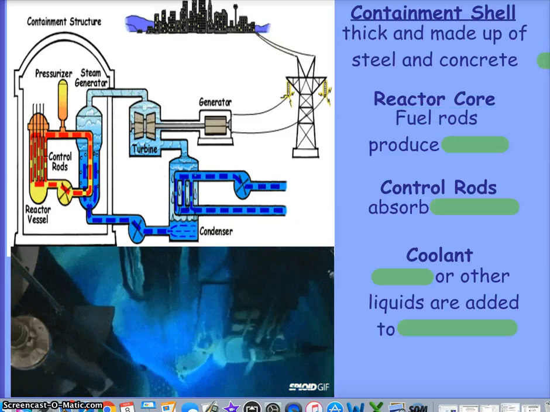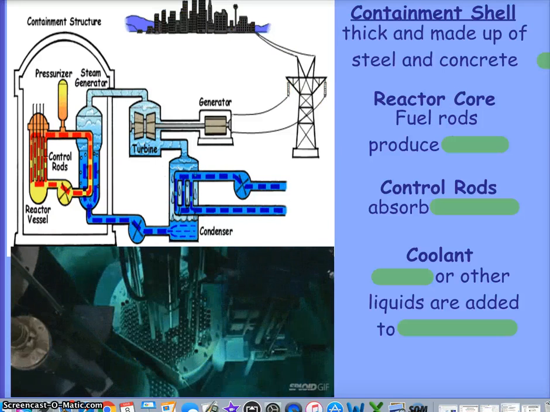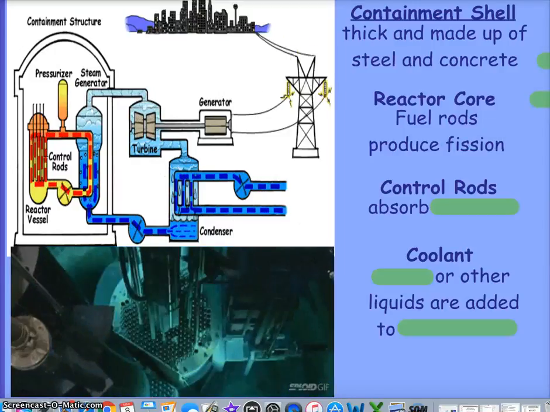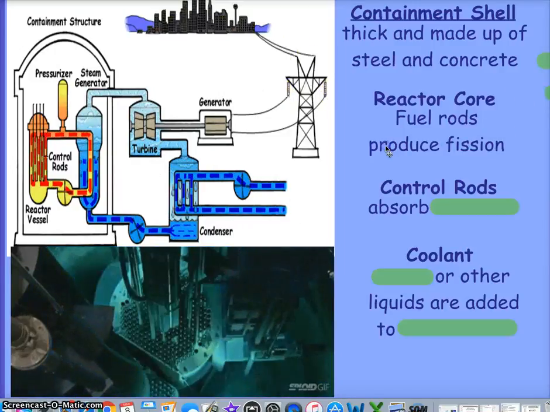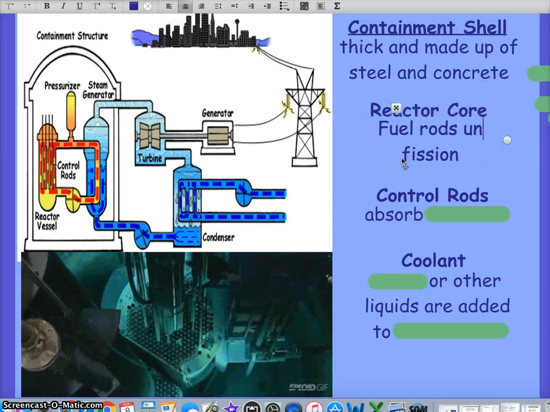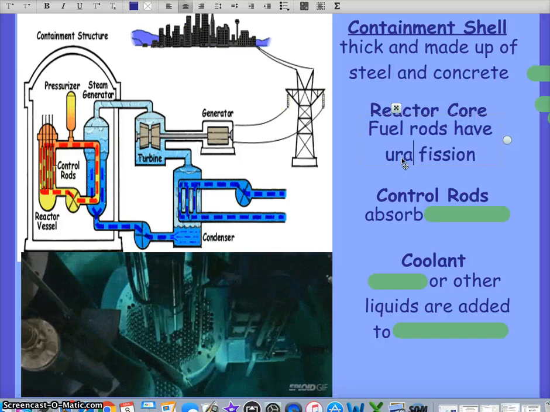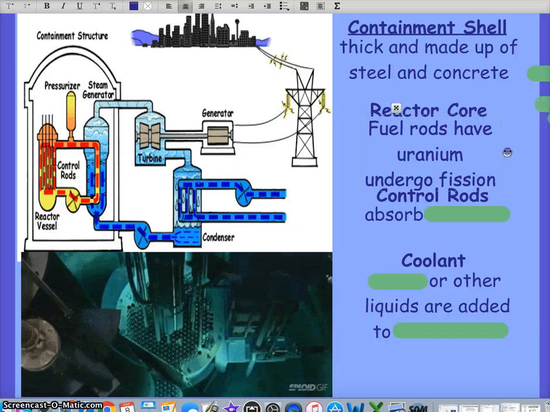What do you think is going to be inside a fuel rod? Uranium. And they're going to produce what? Heat, but they're going to undergo fission, right? So they undergo fission, not really produce fission. Let's change that. Or they have uranium undergo fission, okay?